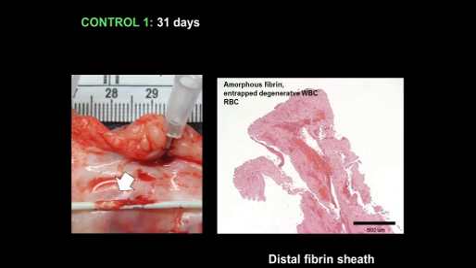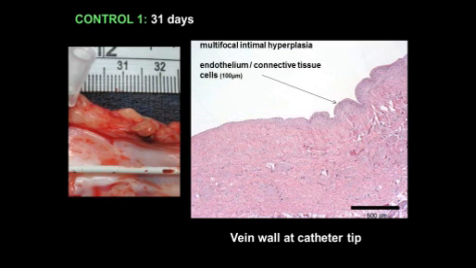For the distal fibrin sheath, this one looks a bit different. Even if you notice in the picture that this is more bright red in color compared to the more dull and whitish appearance of the other ones. And that's evidenced here as a more acute formation with amorphous fibrin and attached white cells and red cells.